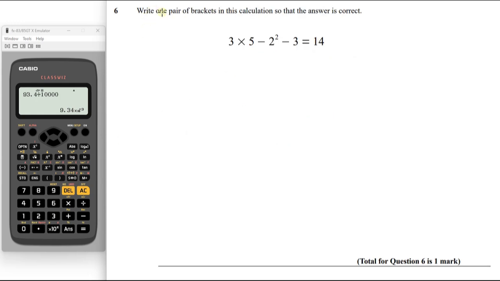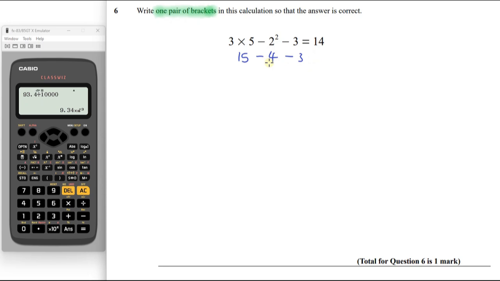Question 6. Write one pair of brackets in this calculation so that the answer is correct. So at the moment, if we think about our order of operations, we do the squared first. So 2 squared, well, that will give us 4. And then we do 3 times 5, which is 15. And then we've got 15 minus 4 minus 3. Well, we can see that 15 minus 4 is 11. 11 minus 3 is 8. So actually, if we didn't put any brackets in, our answer would be 8.